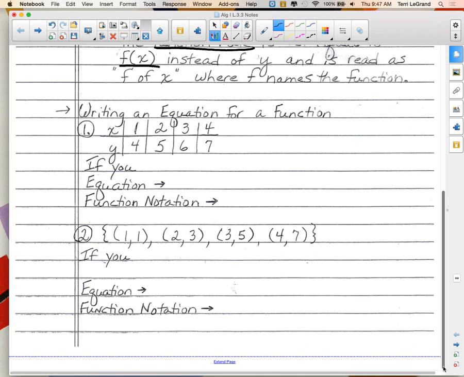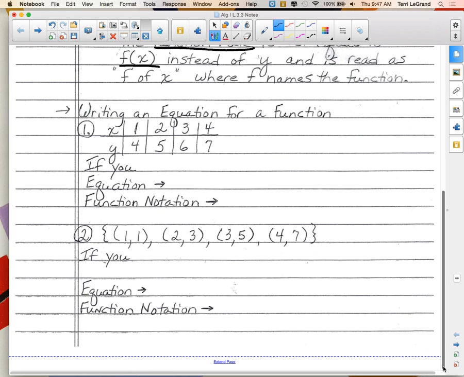One is paired up with 4, 2 is paired up with 5, 3 is paired up with 6, 4 is paired up with 7. Oh my goodness, see how easy that was? Okay. So, what is the independent variable in that one? Which numbers are representing the independent variable? The x. The 1, the 2, the 3, and the 4. Those are our inputs. And the outputs are the 4, 5, 6, and 7.